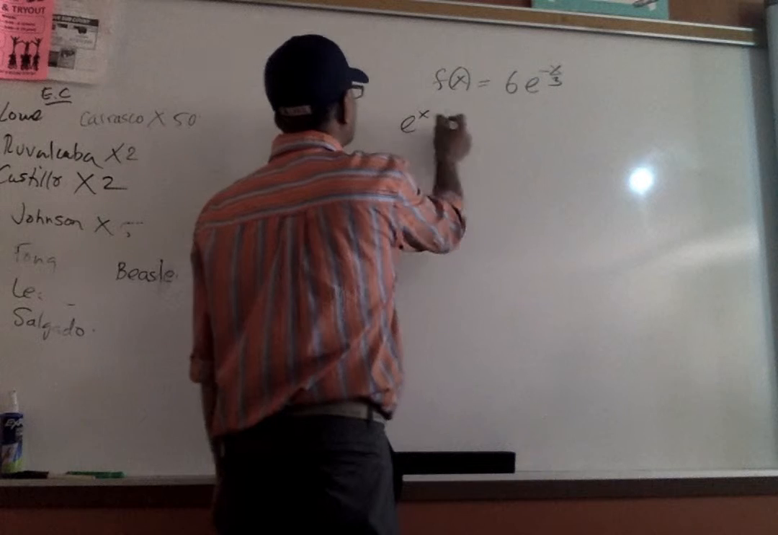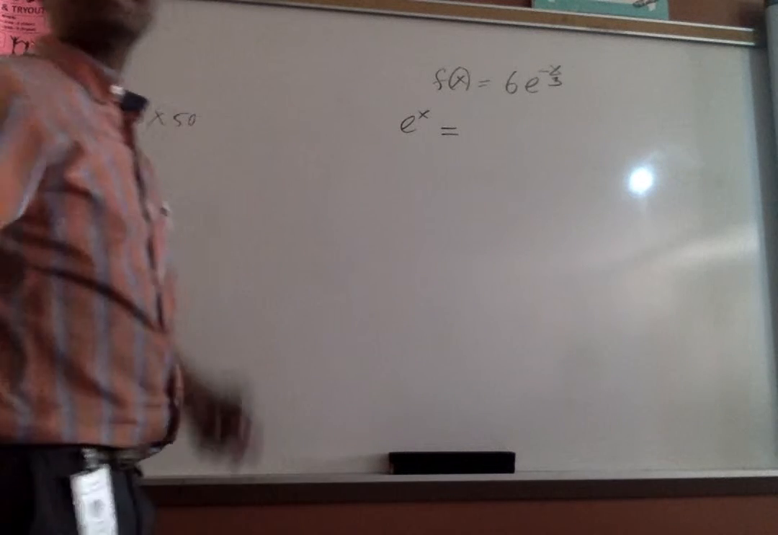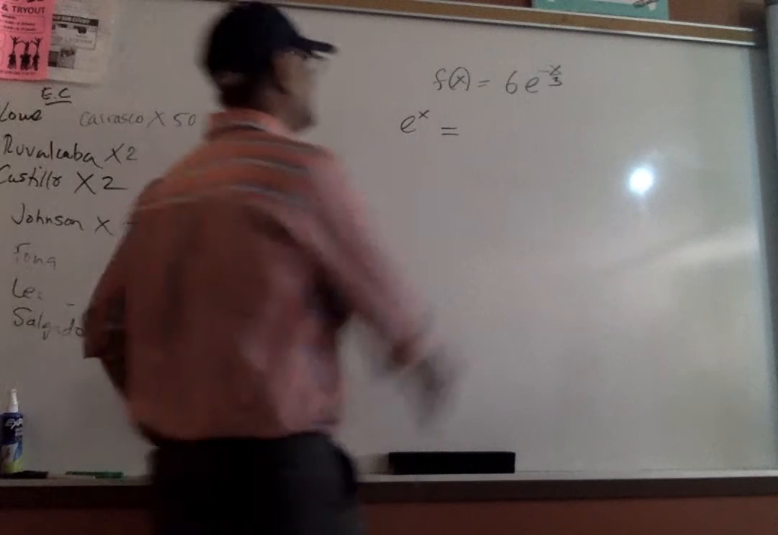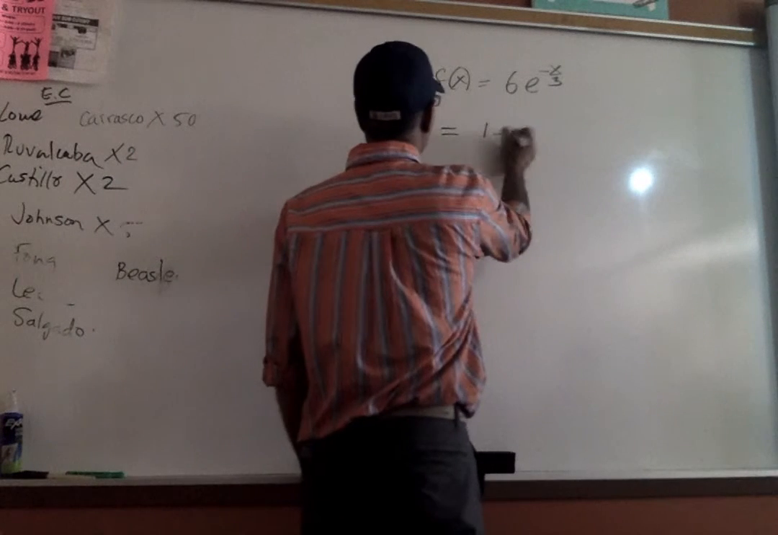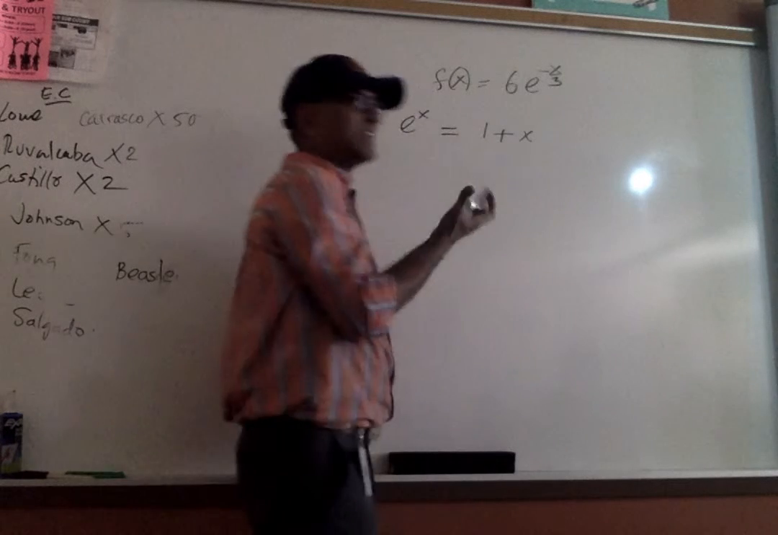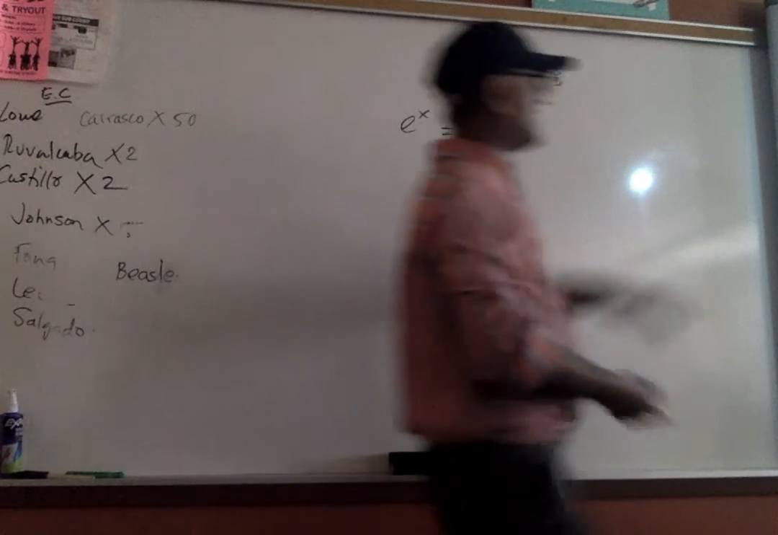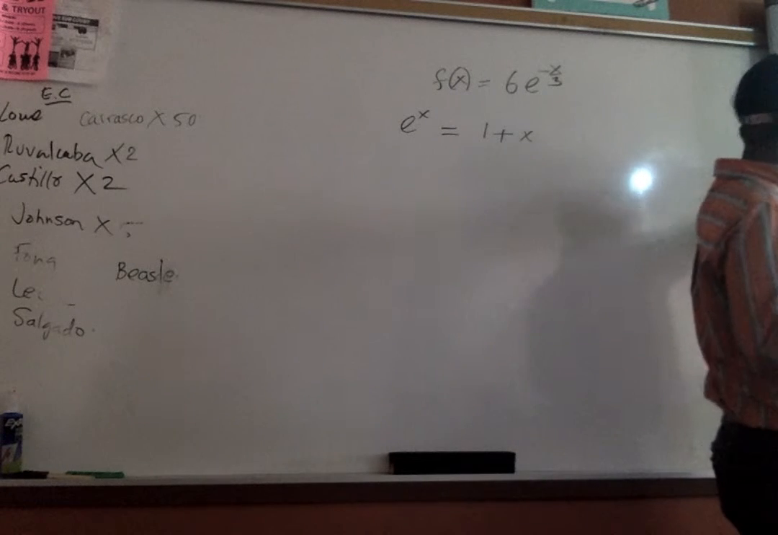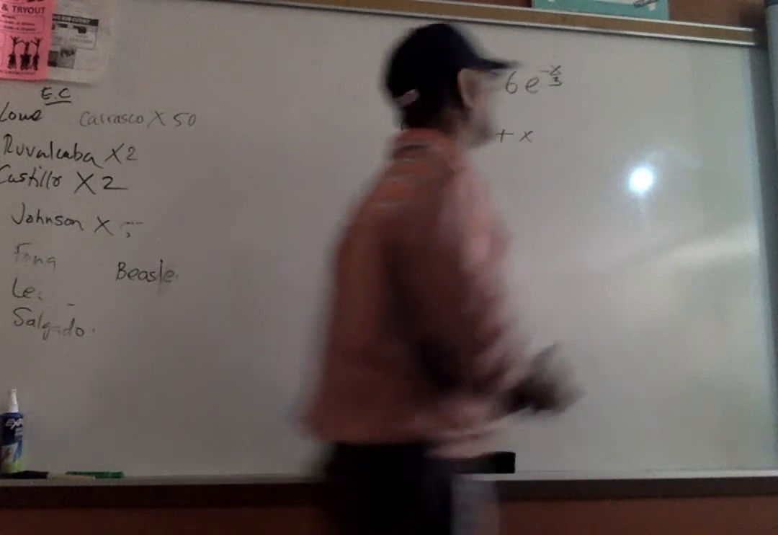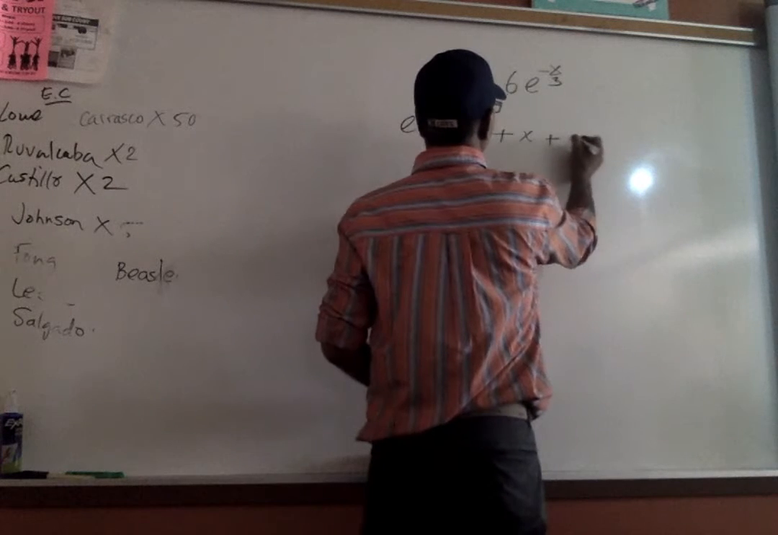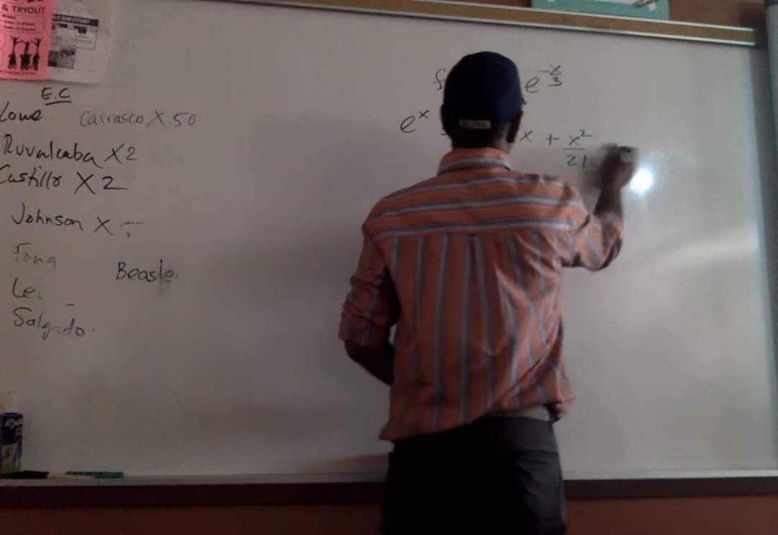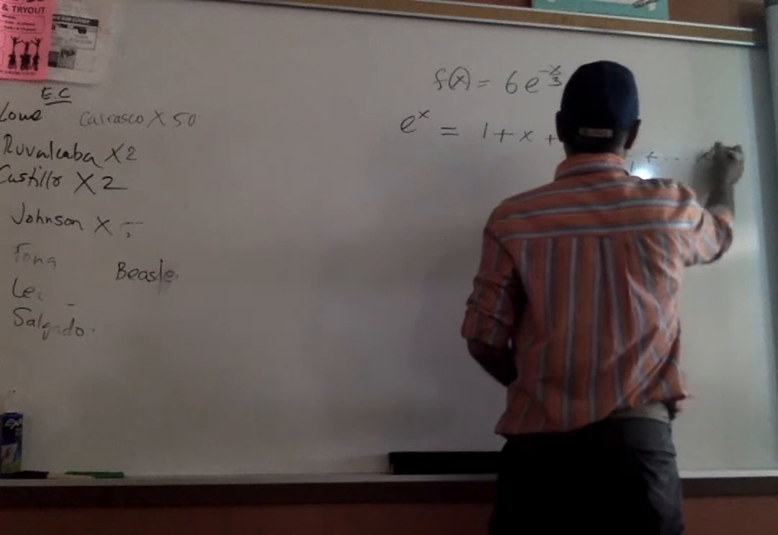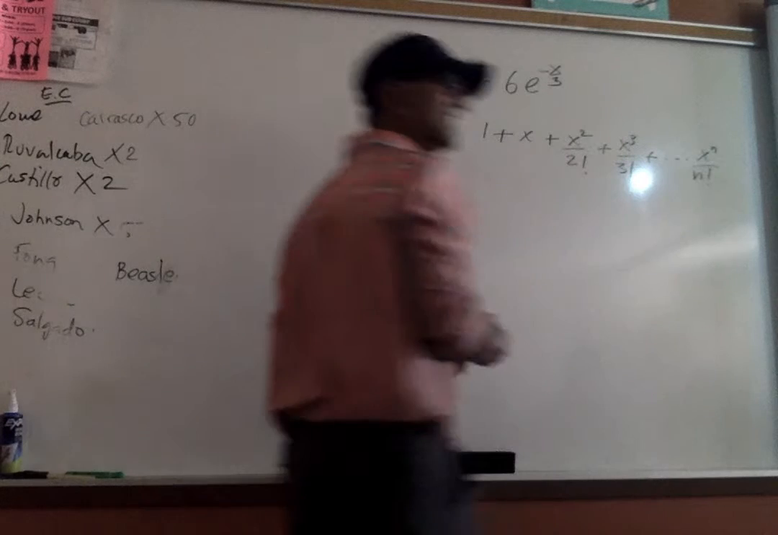So, e to the x. Can you start with the e to the x series? Start with the known series. It's just like today's work, Jonas. What's the e to the x series? Please understand parts A and B, use that information. You haven't memorized the e to the x series, you just lost 5 points there. 1 plus x plus x squared over 2 factorial plus x cubed over 3 factorial plus dot dot dot x to the n over n factorial.